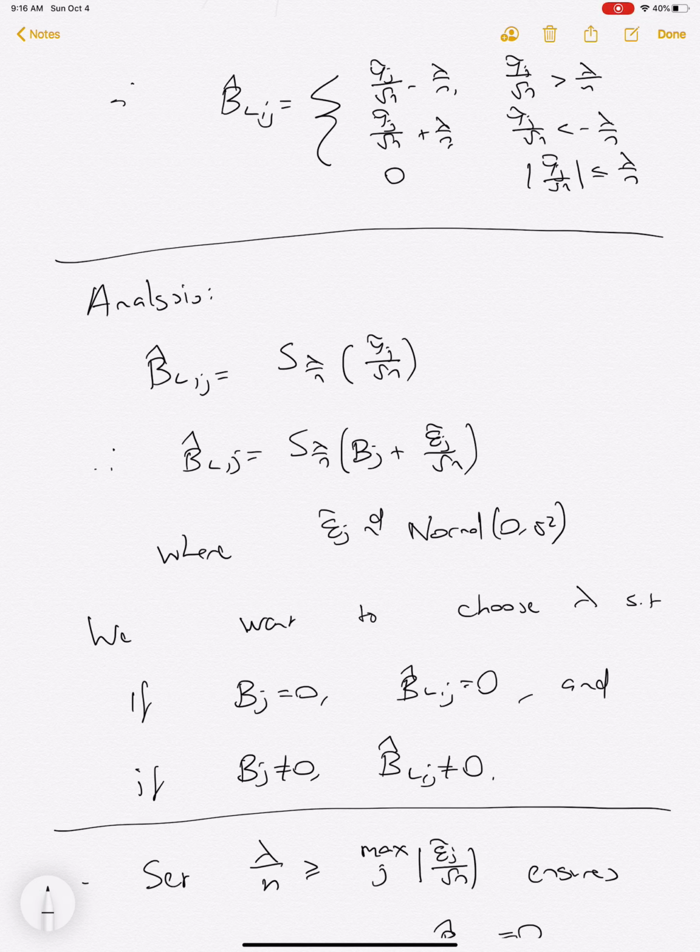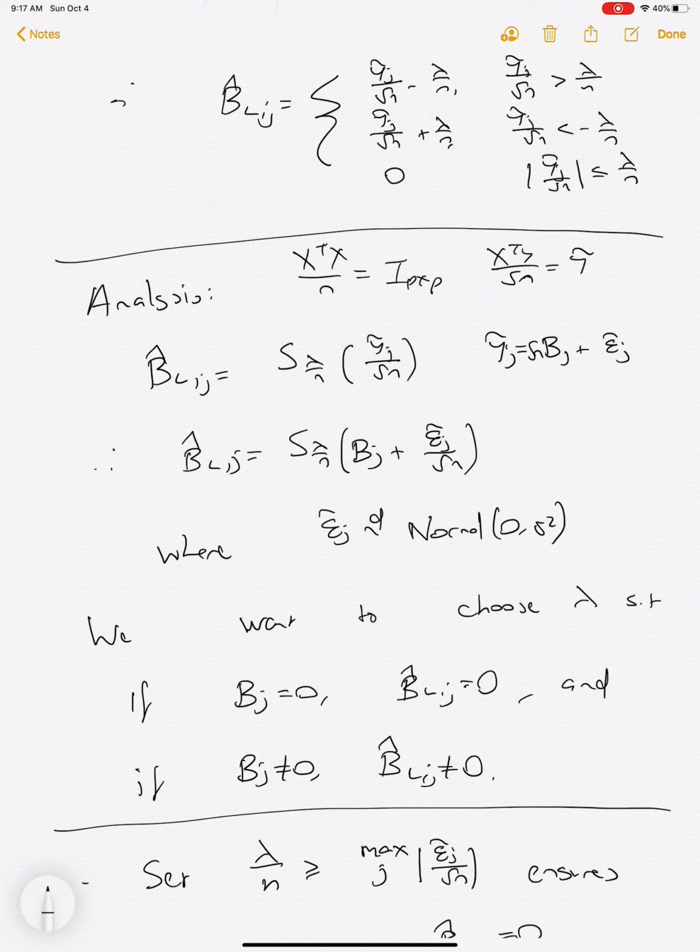So we know that b hat Lj can be expressed in terms of this soft thresholding operator of y tilde j. Remember again, we're assuming that x transpose x over n is the identity here, and that x transpose y over square root of n is equal to this y tilde. And so what this means is that y tilde j is equal to square root of n times bj plus epsilon tilde j, where epsilon tilde j is normal 0 sigma squared, and the epsilon tilde j's are independent.